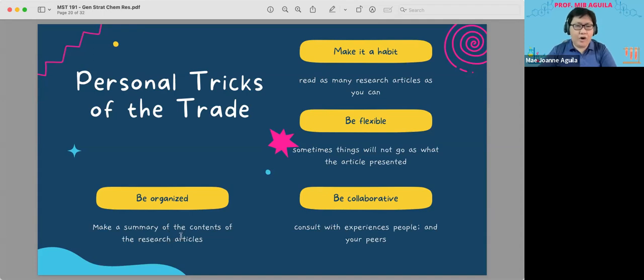And lastly, be organized. Make a summary of the contents of the research articles. In the past, particularly when I was an undergrad and even in high school when I was doing my research and literature review, I was making index cards. I was using index cards and writing down the summary of the contents of each article that I read. So when I write the report, it is already on the index card. I will just read it and I'll be able to remember it more if I'm seeing it. So the recall is quite easy to do.